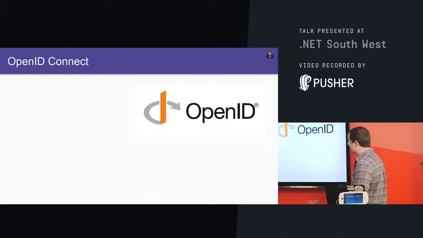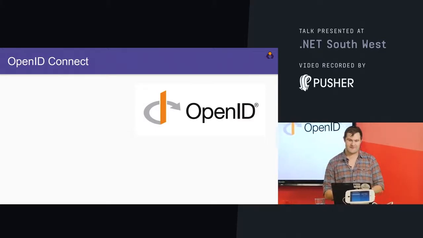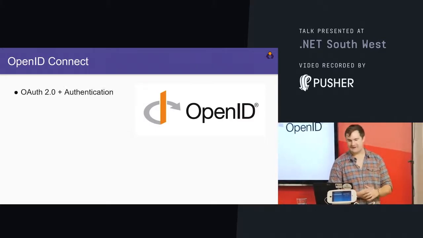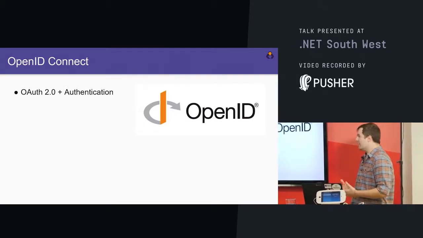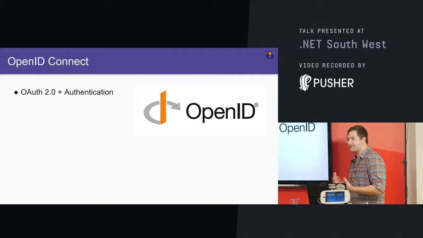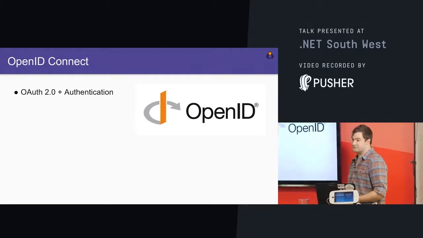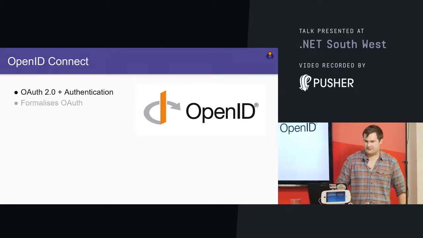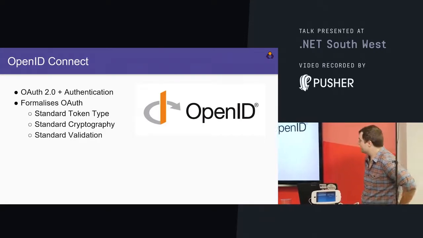So this is where OpenID Connect comes in. Yeah, so I think the spec says it's a simple layer of authentication on top of OAuth. Yeah, so OAuth is still compatible, it still fully works, but now we just add this extra layer on top, which allows us to do authentication as well. So it formalizes OAuth, yeah.